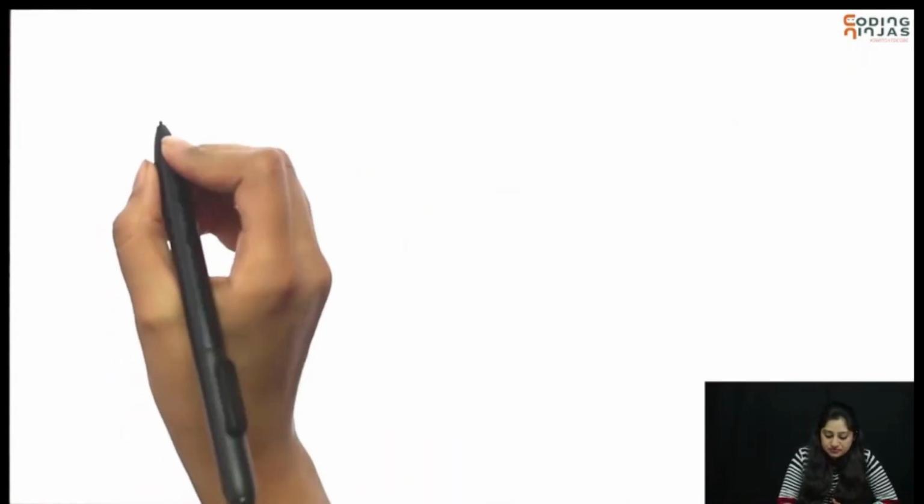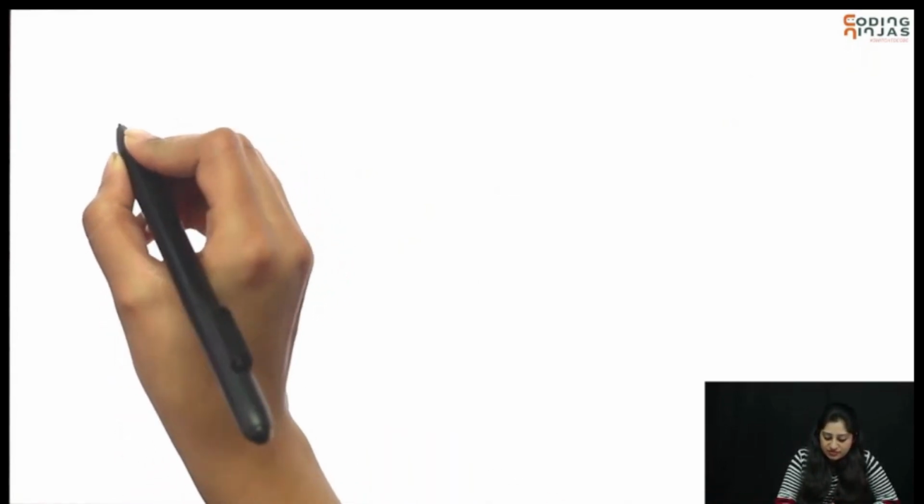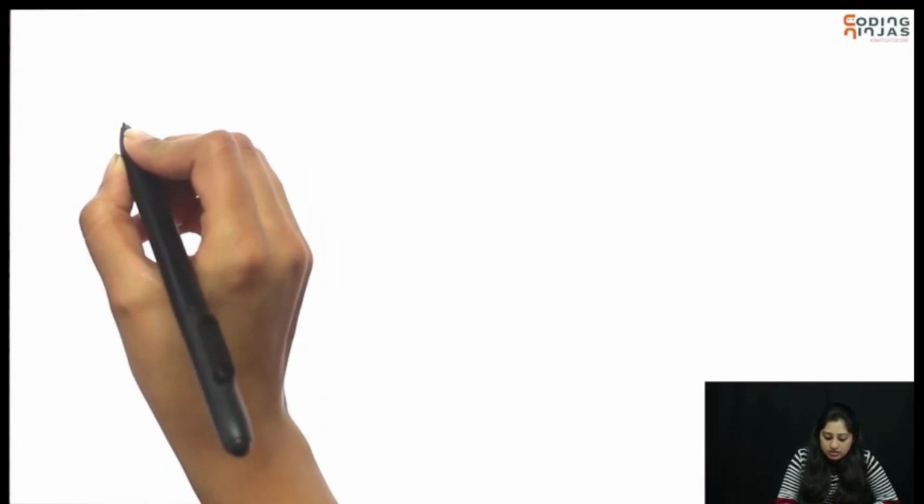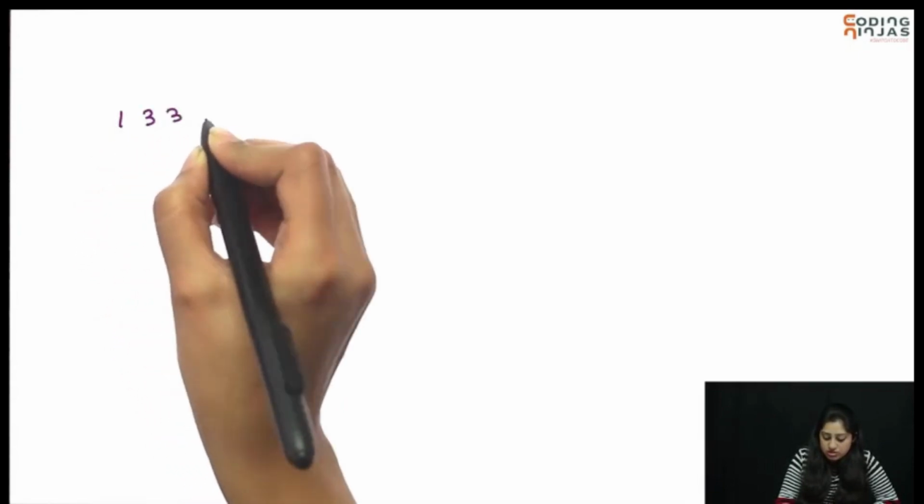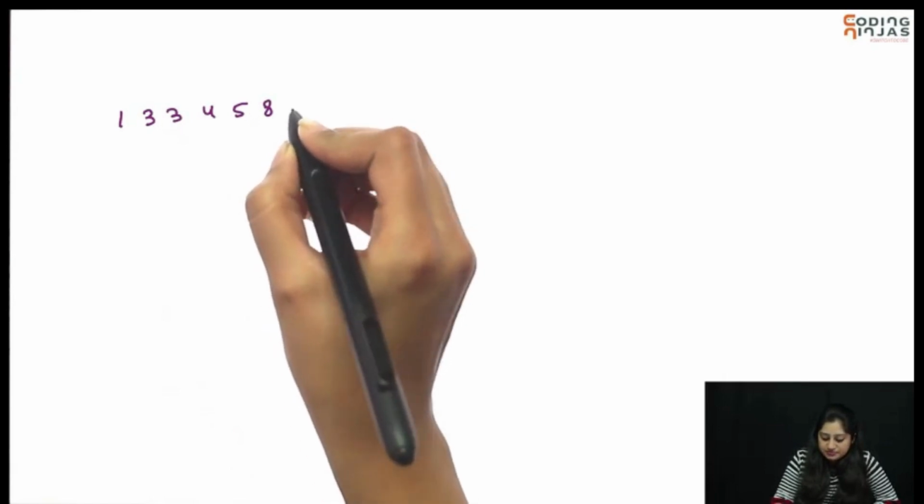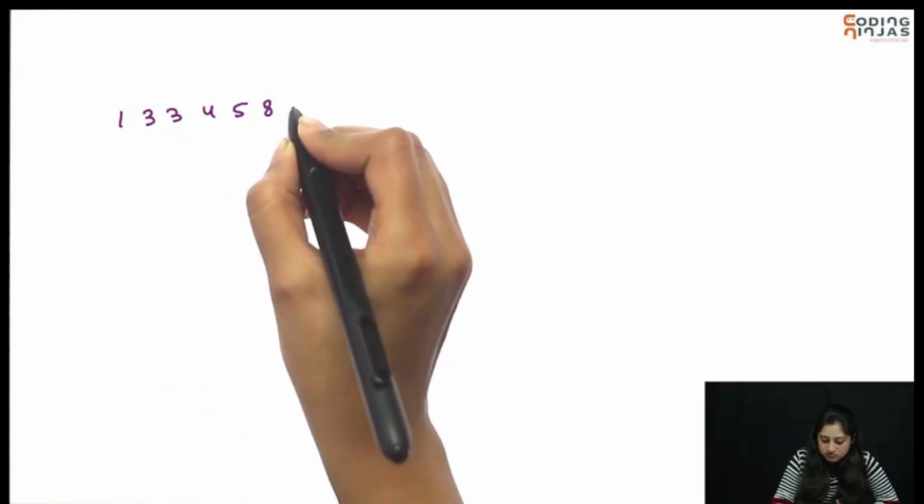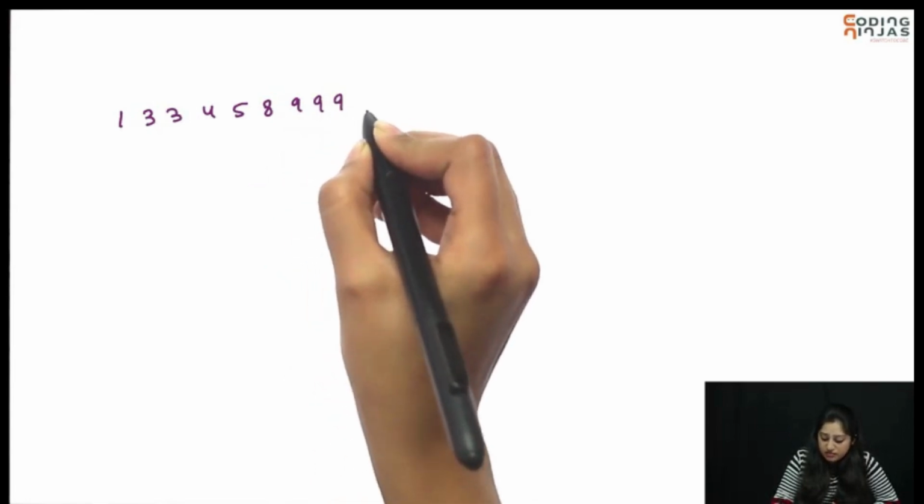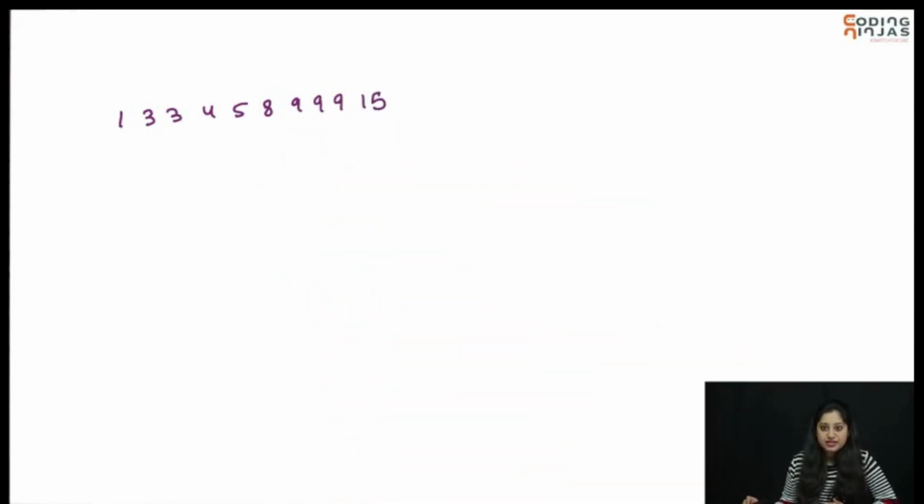So let's take a different example now. Let's say the elements that I have are 1, 3, 3, 4, 5, 8, 9, 9, 9 and 15. Suppose these are the numbers that I have. Now I have to find out pairs that sum to 12. So all the pairs that sum to 12, this is my target.